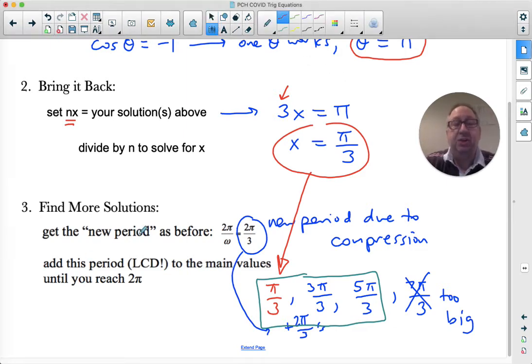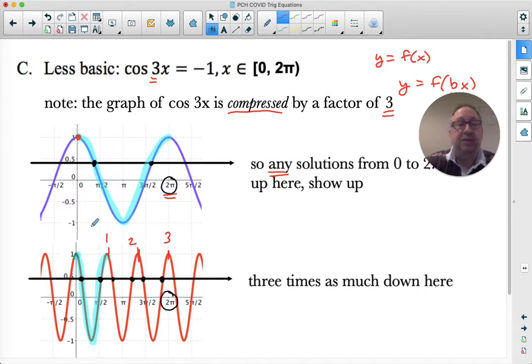We need to get the new period. And we've talked about this before. The new period of a trig graph is the old period divided by that coefficient, which we're calling b. 2 pi divided by b. And that's 2 pi divided by 3. That's the new period. In other words, in the graph that's compressed, instead of the period being 2 pi, the period is now 2 pi over 3.